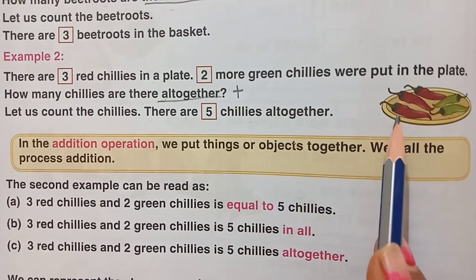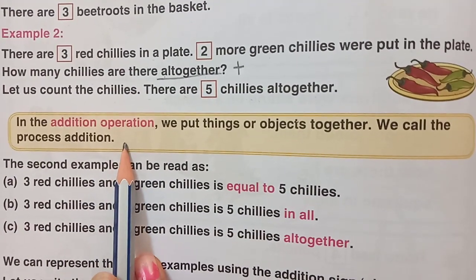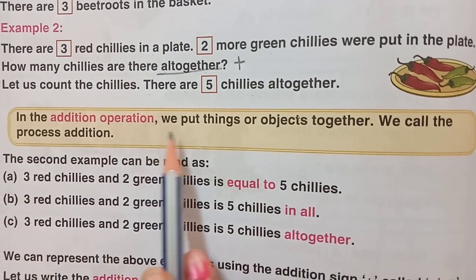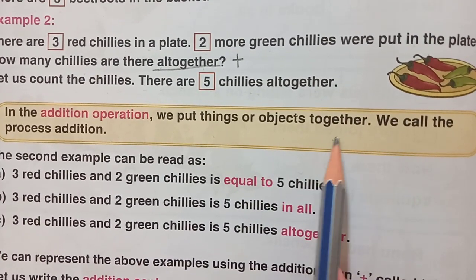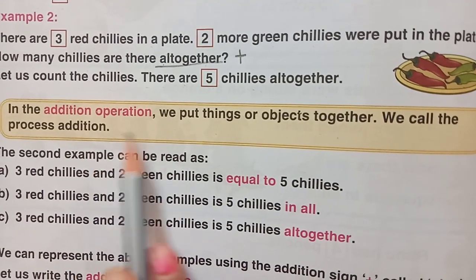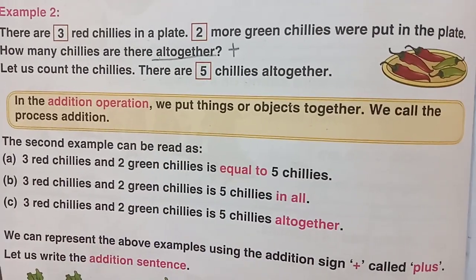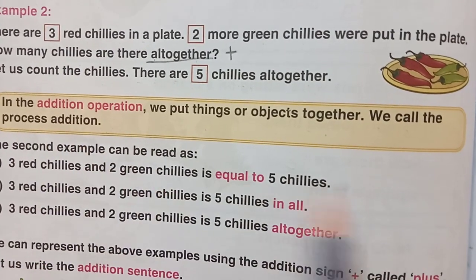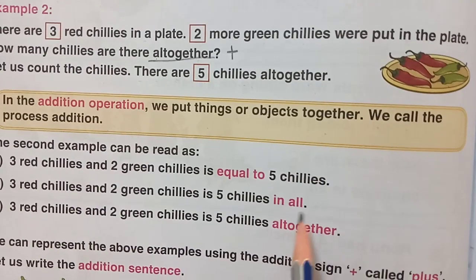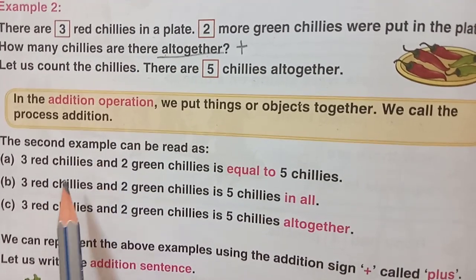Now, in the addition operation, we put things or objects all together. To get the addition answer, what do we have to do? We have to put the things or objects all together, combine them. We call this process addition. By joining those things or objects, that operation we call addition.